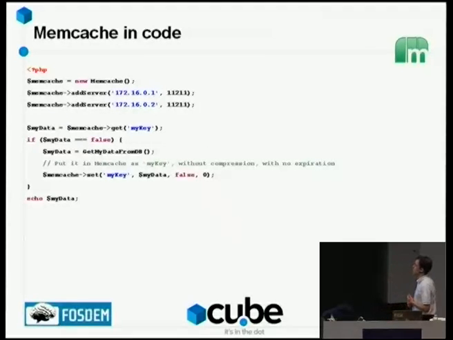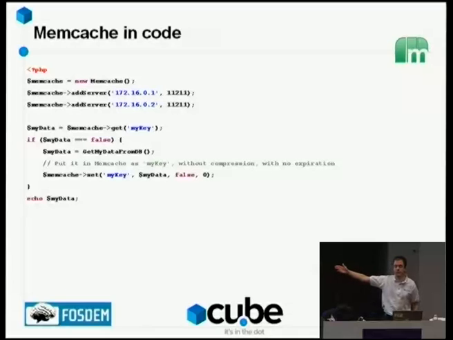Okay, how does it work? Well, this is a piece of PHP code, but it looks pretty similar in other languages. If we have the Memcache extension in PHP, we can just do new Memcache. And then we have a Memcache object. We can start adding servers to it. And then, for example, we can get the key called myKey.